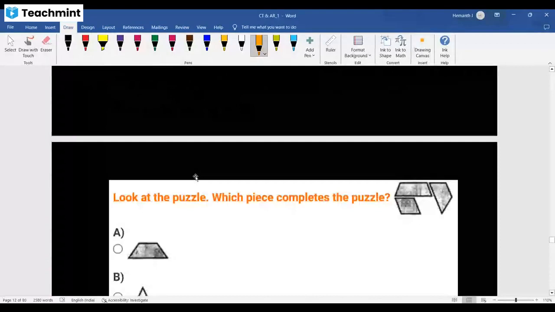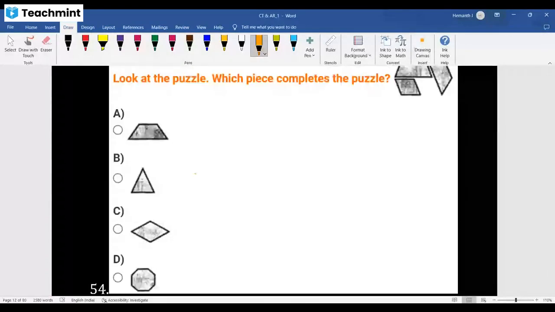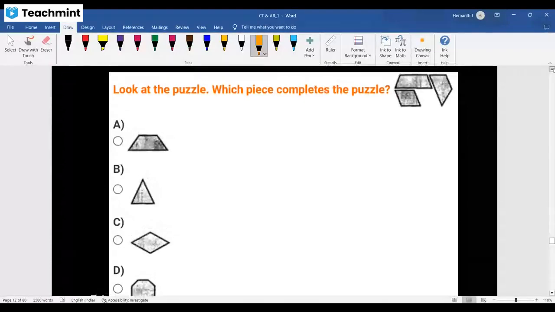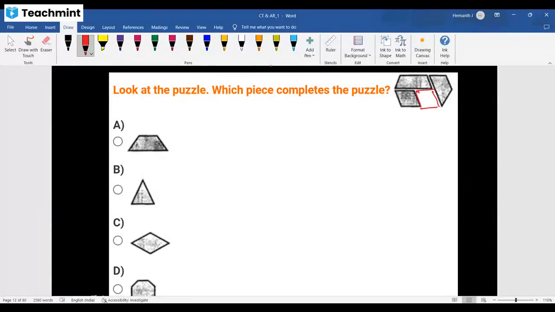Now this is also given. Which diagram should be kept here so that it completes the puzzle? If you want to complete this puzzle, what should be kept here? You have to keep this shape, then join, right? So if you rotate, you get this. What should be kept here to complete that? The same shape. Rotate, we'll get it like this.